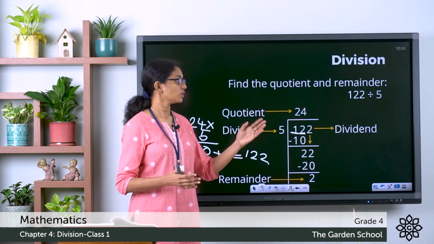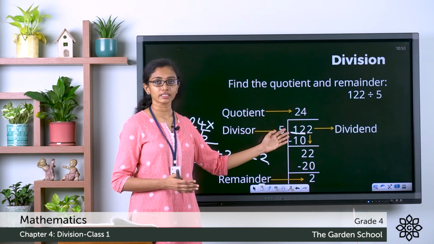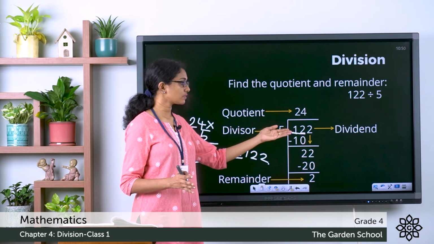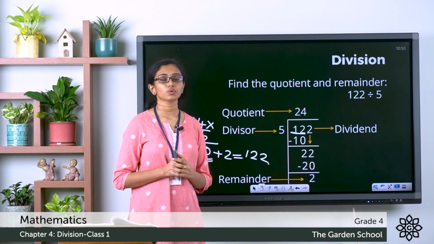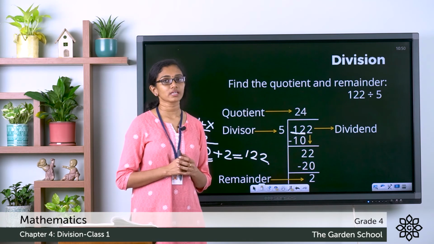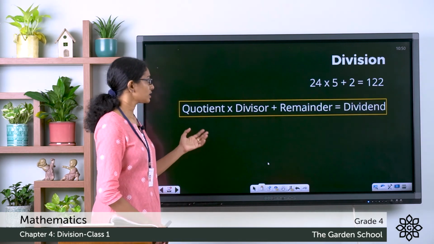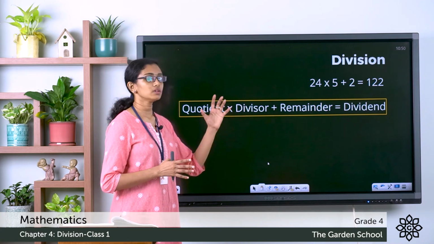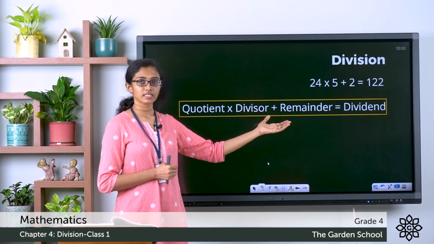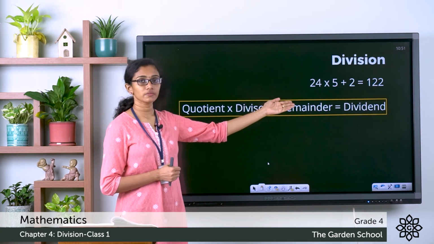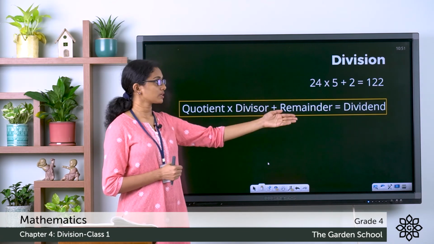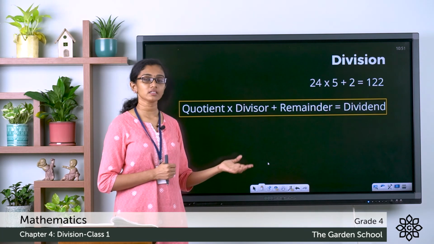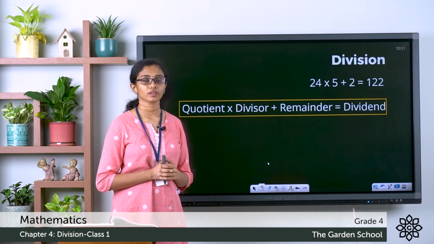What you have to do? You have to multiply the quotient and the divisor and add the remainder to it, and if you get the dividend, then the division was done correctly. So what is that formula? The quotient into divisor plus remainder should give the dividend. In the previous example, we multiplied 24 into 5, we got 120 plus 2, that gave us 122. So in that case, the division was done correctly.